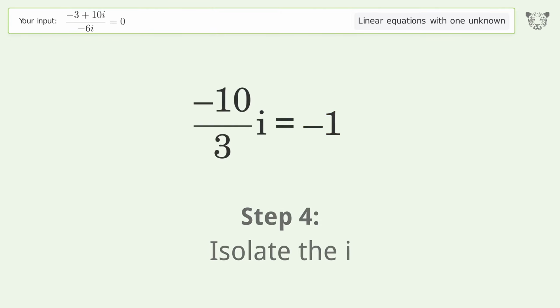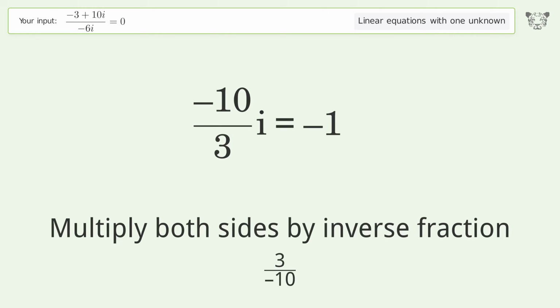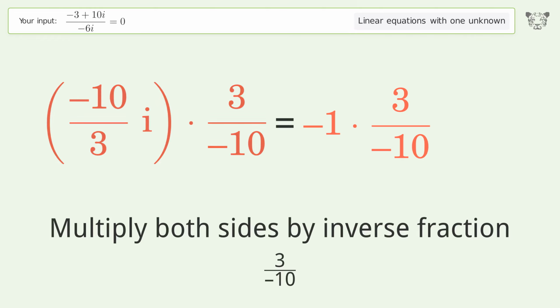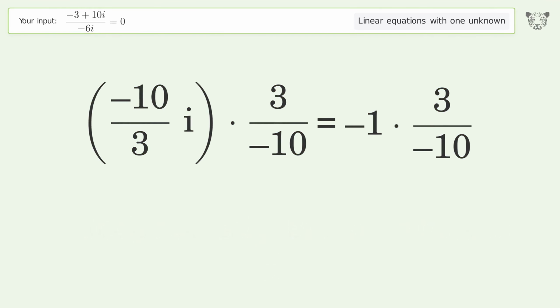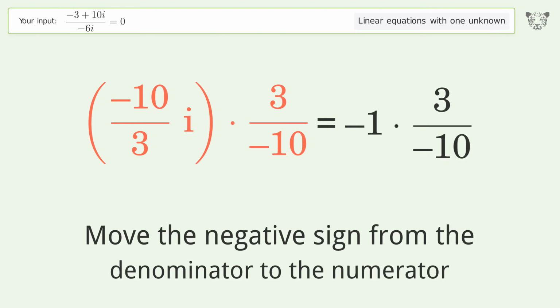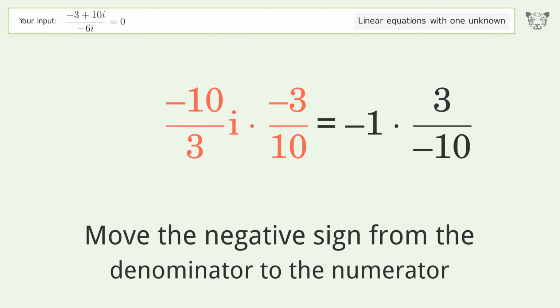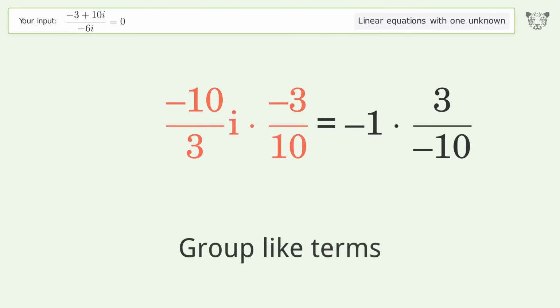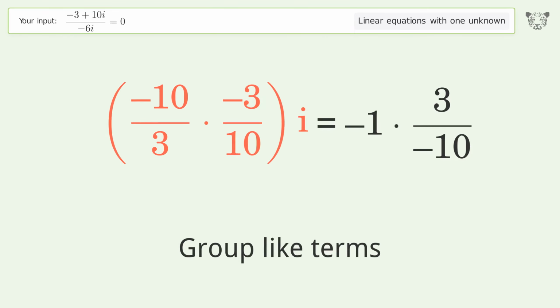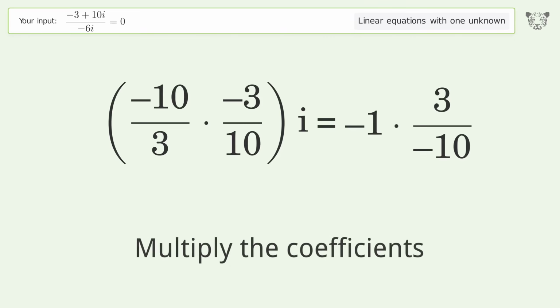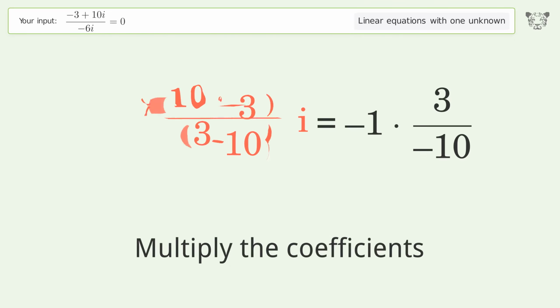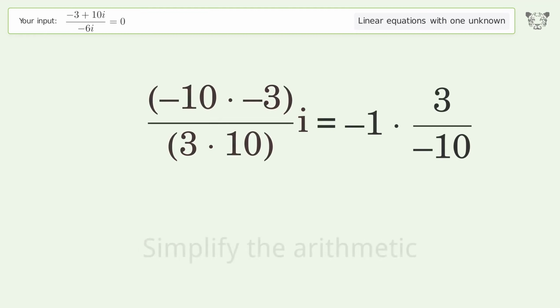Isolate the I. Multiply both sides by inverse fraction 3 over negative 10. Move the negative sign from the denominator to the numerator. Group like terms. Multiply the coefficients. Simplify the arithmetic.